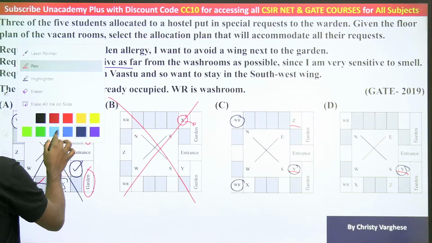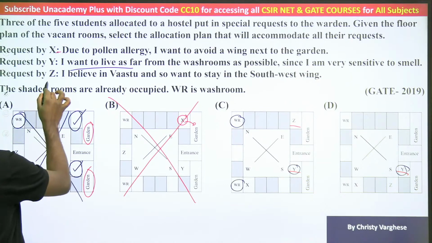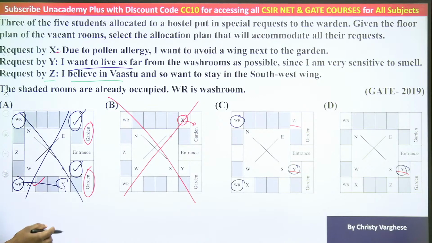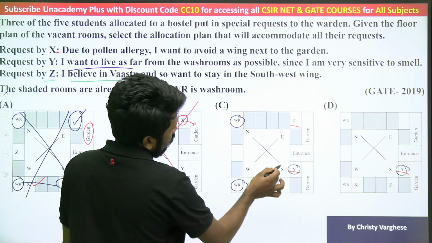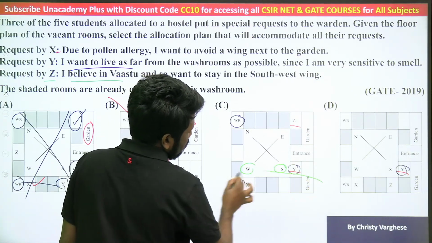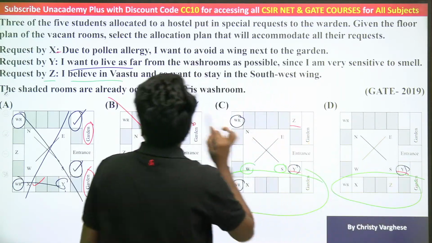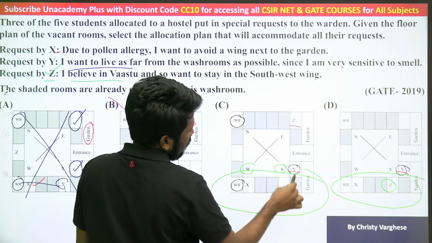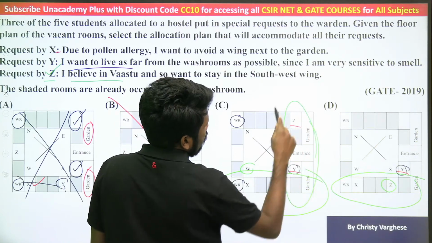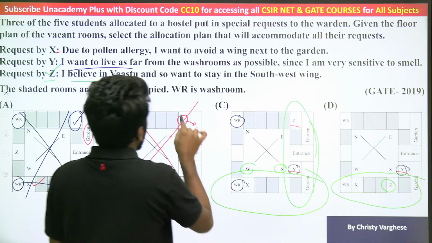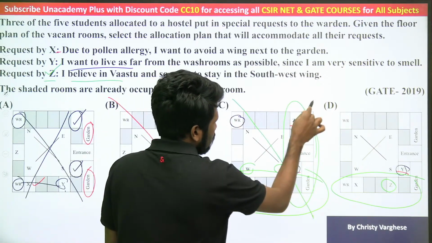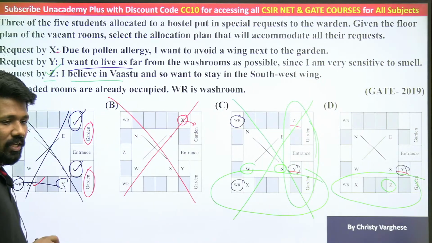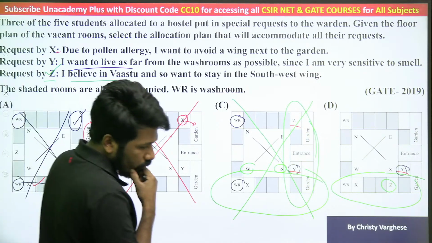Finally, 2 options are still remaining. Let us check the next request. Request by Z: I believe in Vastu and so want to stay in the southwest wing. Which is the southwest wing? 2 options are remaining. South and west. This wing is the southwest wing. Whether Z is in the southwest wing: in option D, Z is in the southwest wing. In option C, Z is in the southeast wing. So the southwest wing should be got. That is not satisfied in option C. So option C also is eliminated. So the only option satisfying all the requests of all the 3 people is option D. Therefore option D is correct. Is that clear to all of you? Did you all understand?